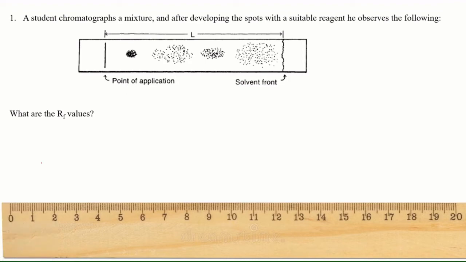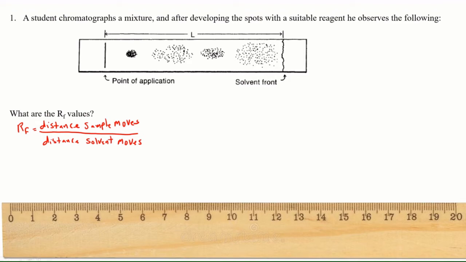Second, let's define what is RF. RF is a fraction that's equal to the distance a sample moves divided by the distance a solvent moves. So basically, it's a fraction of how much movement occurred to the substance.